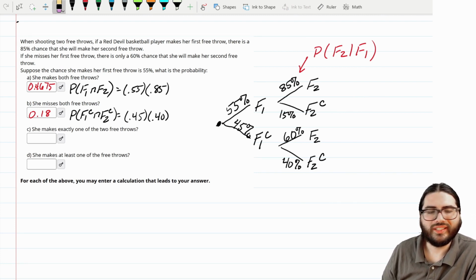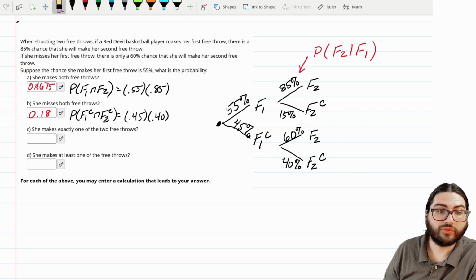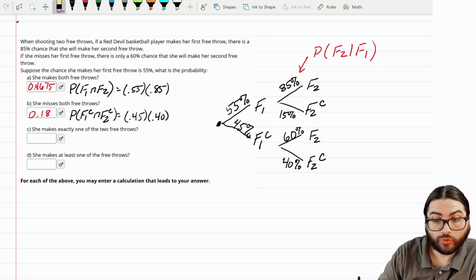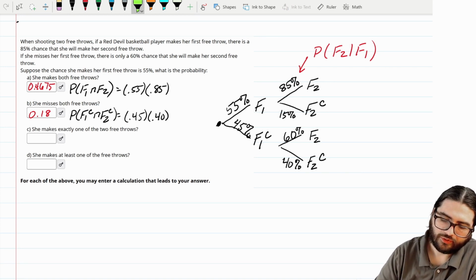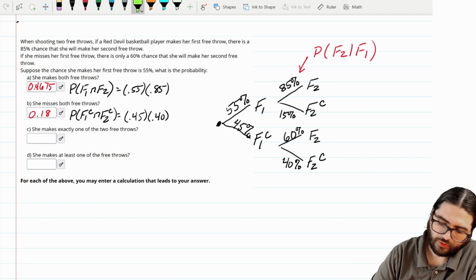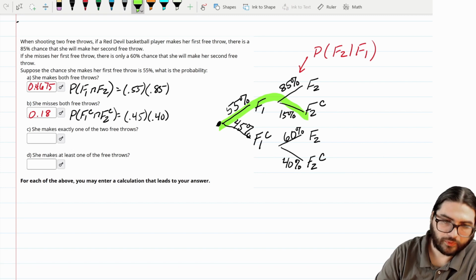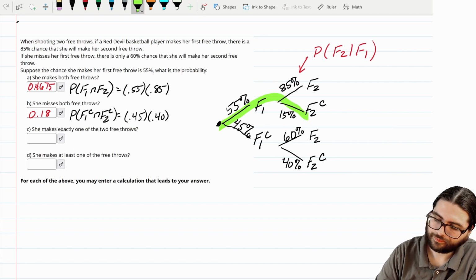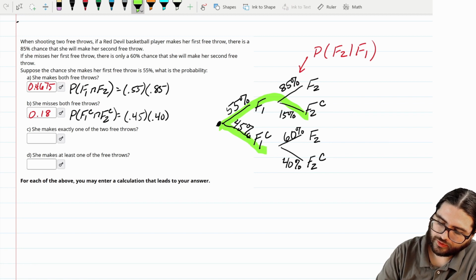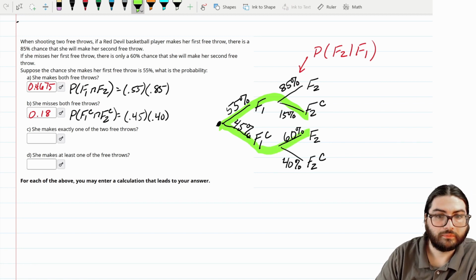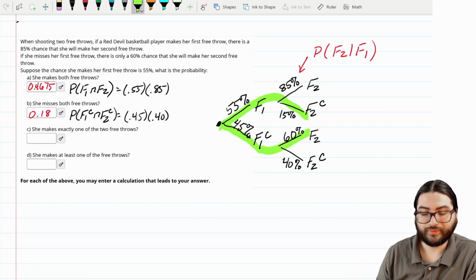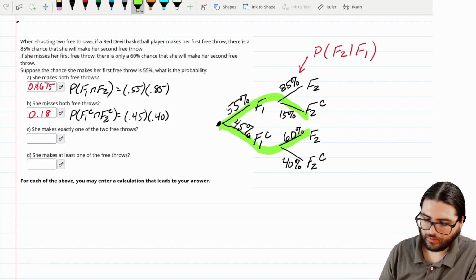Part C and part D, those are the more interesting ones. What's the probability that she makes exactly one of the free throws, but not both of them? Let's go to the tree. So if she makes the first one, she misses the second one. So we want that one. And if she misses the first one, she makes the second one. We want that path.